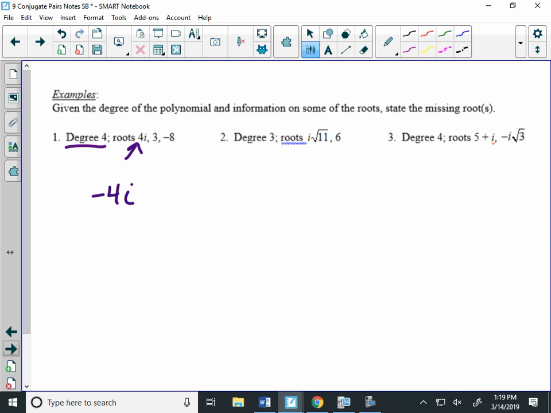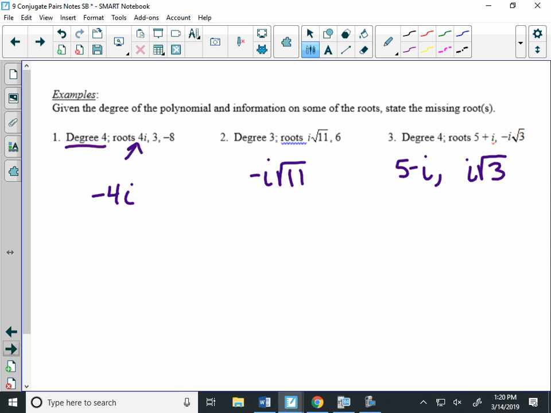If I have degree 4, how many total roots will there be? 4. 1, 2, 3, 4. So I know now that I have all 4 of them. If I have degree 3, that means I need 3 roots. Well, here I have i radical 11. That's one root. 6 is the second root. What's the third root? -i radical 11. Okay, just making sure you understand how the theorem works. Then if I have a degree 4 polynomial, I know one root is 5 plus i. So what other root do I get for free? 5 minus i. And if I have -i radical 3, I also get positive i radical 3. Okay, see how the theorem works?